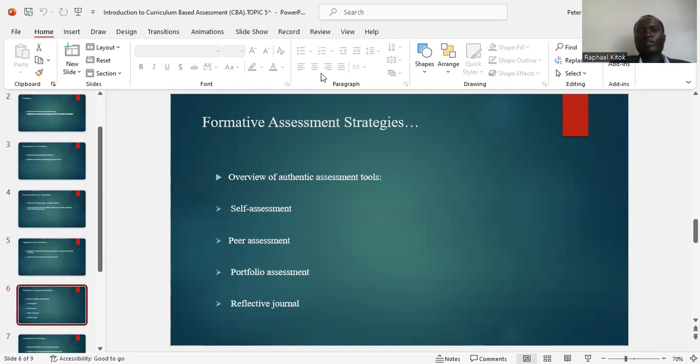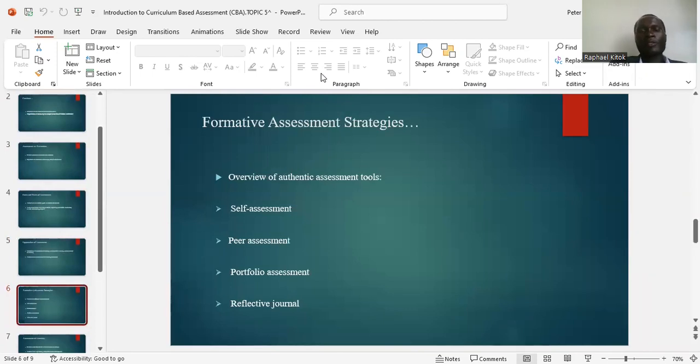Formative assessment strategy. Overview of authenticity of assessment. We have self-assessment and then peer assessment. When we talk about self-assessment, students only give their own answers. But when we are talking about peer assessment, it involves a group of students in a discussion group, so they provide their answers from there. That's peer-to-peer, which is a learner-centered type of learning.